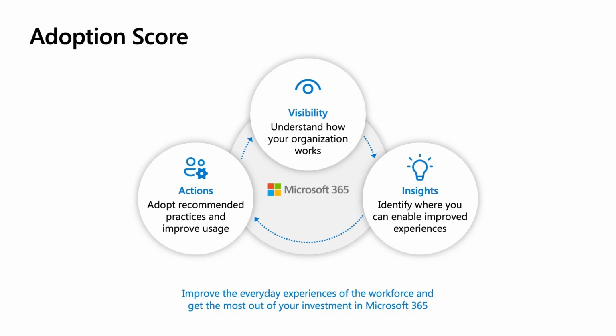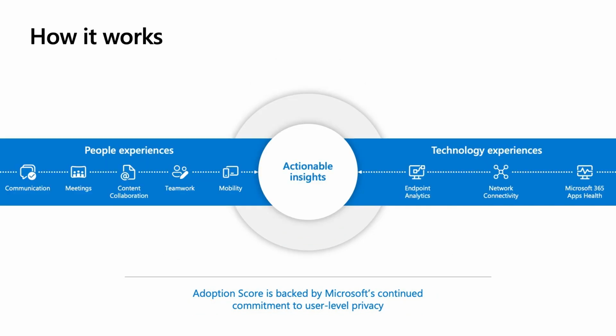Thanks, Amisha. Let's now walk through how Adoption Score achieves this in the Microsoft 365 Admin Center. Firstly, Adoption Score provides visibility to understand how your organization works with Microsoft 365. Second, we provide insights on this data to identify where you can enable improved experiences for your organization so they can reach their goals quicker and easier than before. Lastly, we want to help you take actions on items that matter to your organization so that users can adopt recommended practices and work smarter when using Microsoft 365.